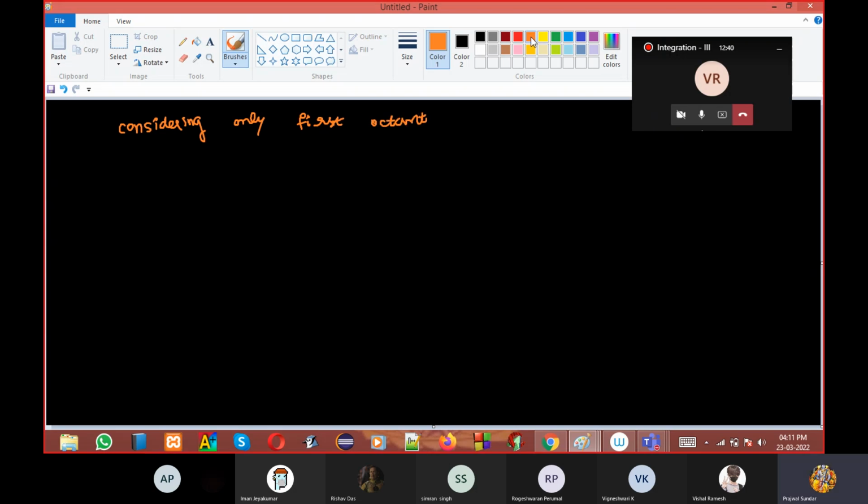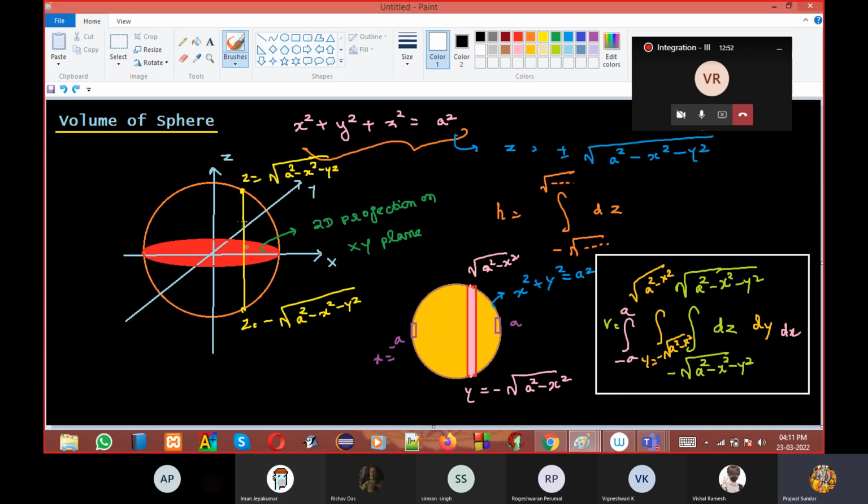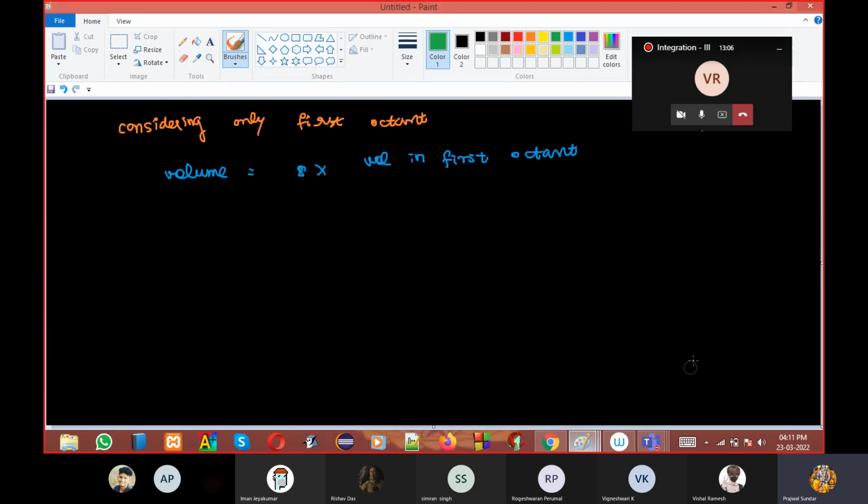Then what can I say? I can say the volume will be 8 times the volume in the first octant. Now you think how I can catch the volume in the first octant. If I want to catch the volume in the first octant alone, then the height function I should start from 0 till the top. The strip also I should keep only here, 0 to root of a squared minus x squared, and the strip varying also I should do only from here to here. This visualization I will not give. I have given a rough idea. You should try on your own.